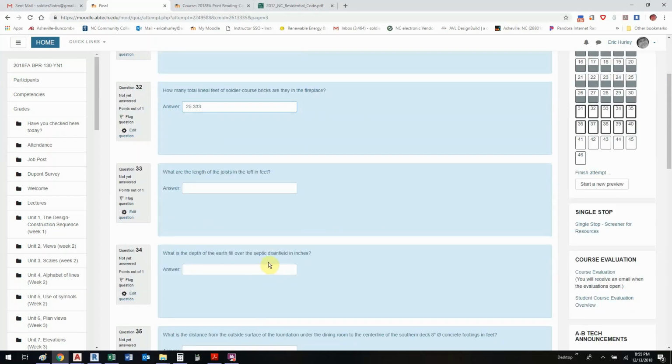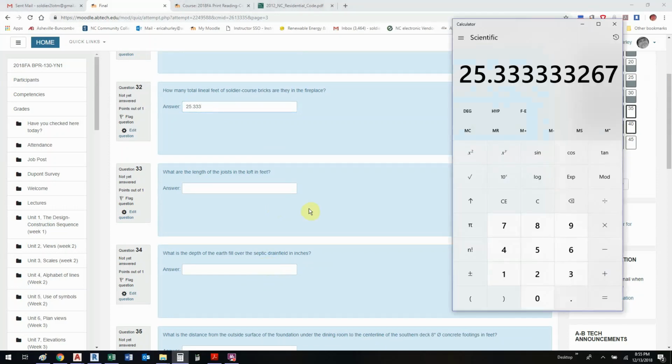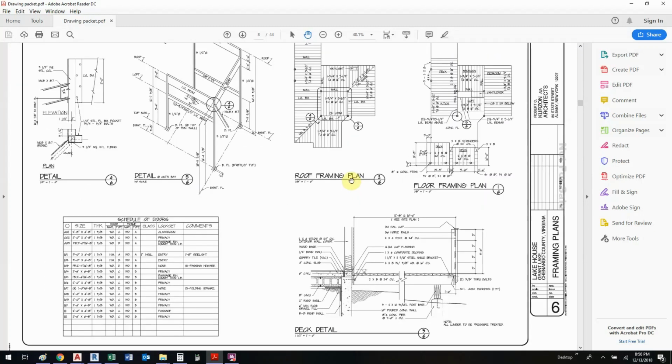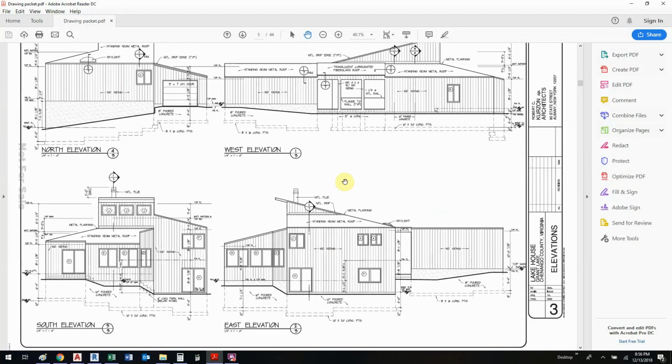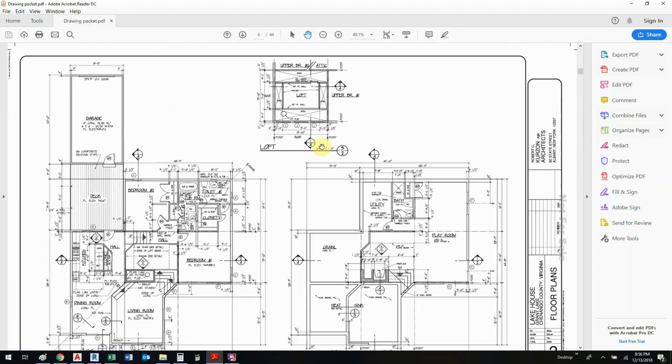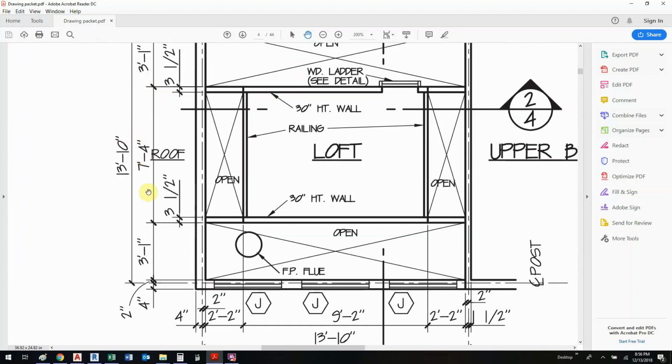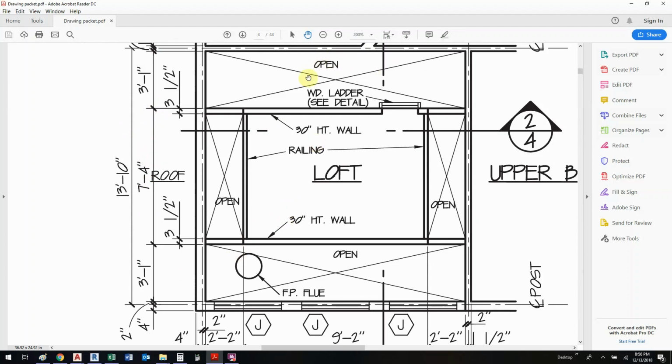What is the length of the joists in the loft in feet? So let's go back over to our set of plans and look at the loft. Here's our loft. Our loft is 7 feet from end to end. We do not count these open spaces. That's open, just like it means. So we need to find out how these joists are going.